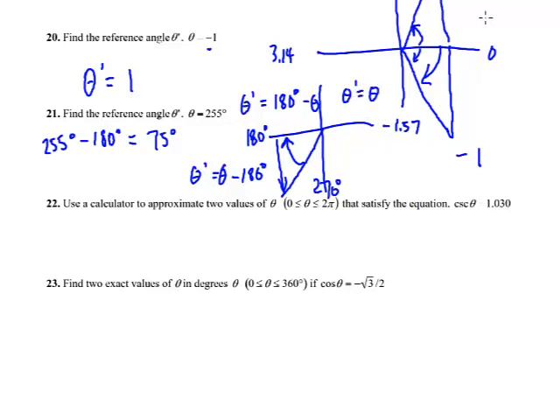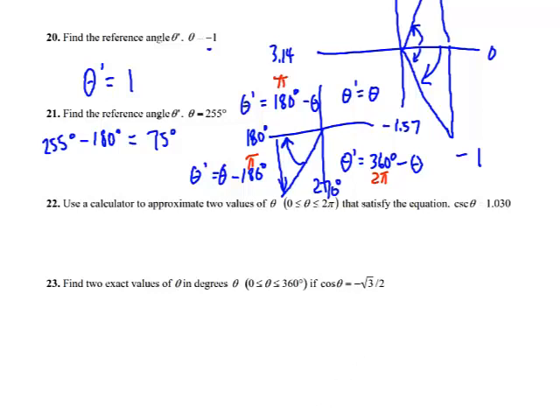That's what we did for number 20. And then in quadrant 4, the reference angle is equal to 360 minus your angle. Now, if you just do this in radians, just change the 180 to pi. If you're doing this in radians, change this to pi, and this to 2 pi. Okay, use your calculator to approximate two values.